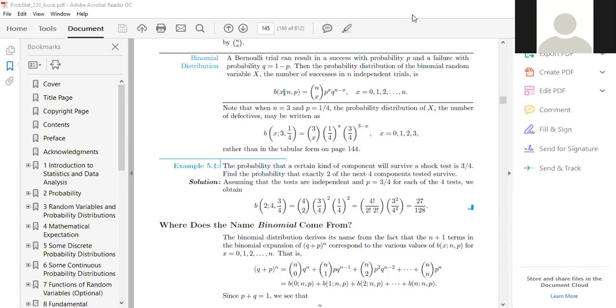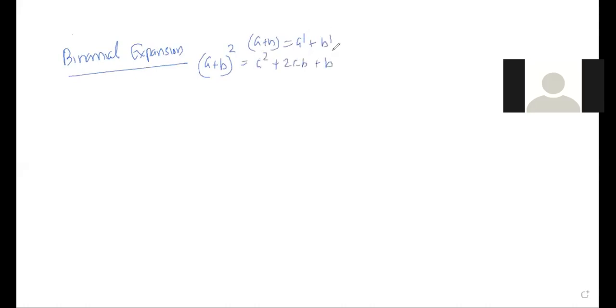So again, let me stop sharing this one and let me share my whiteboard, because some of the things are not given in the book, but it is equally important for us to know them. So binomial expansion says that suppose you have a plus b to the power 1, that is equal to a to the power 1 plus b to the power 1. Then a plus b square is a square plus 2ab plus b square. Suppose I have a plus b cube, that is equal to a cube plus 3a square b plus 3ab square plus b cube, like this, and so on. So finally, we are getting a plus b to the power n. This is the general form, the generalization.